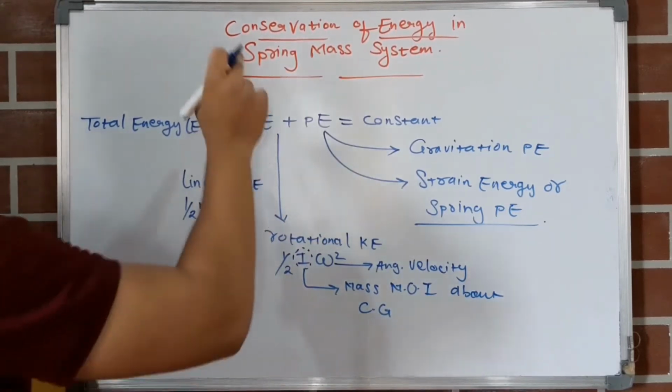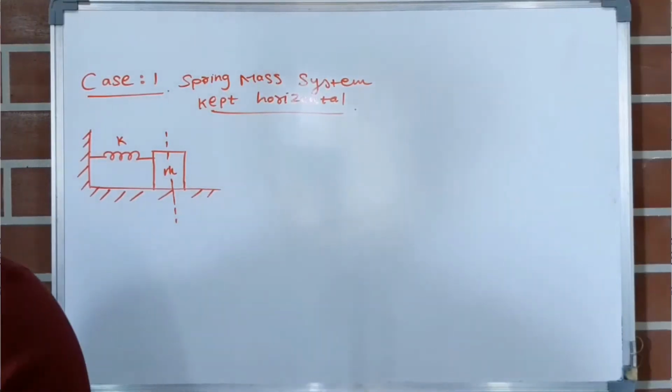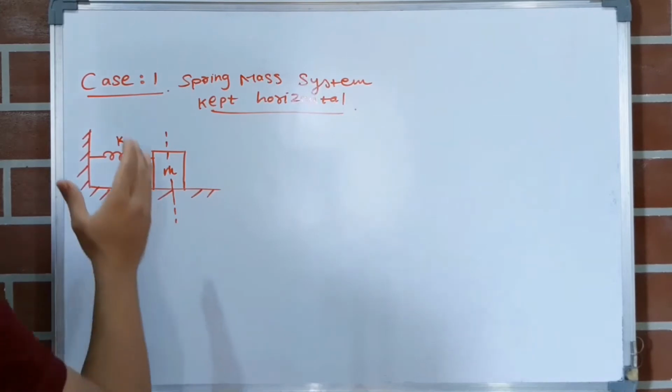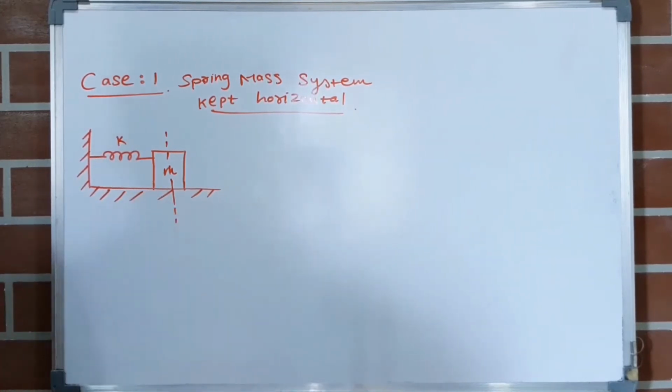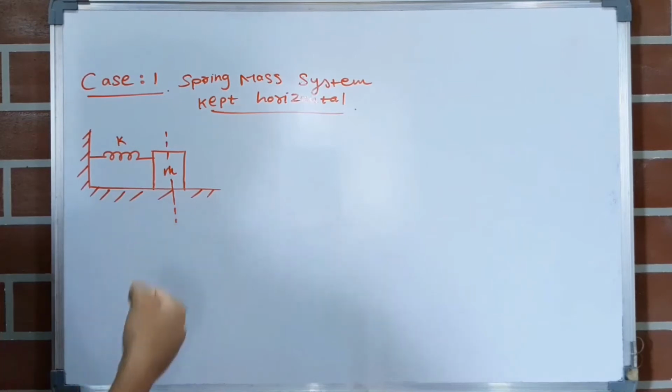Now we will see the conservation of energy in the spring mass system. First, the case when the spring mass system is kept horizontal. In this case, we will see the type of energy conservation. At first, when the mass is held with the spring, will there be an initial deflection or not? Pause the video and think.